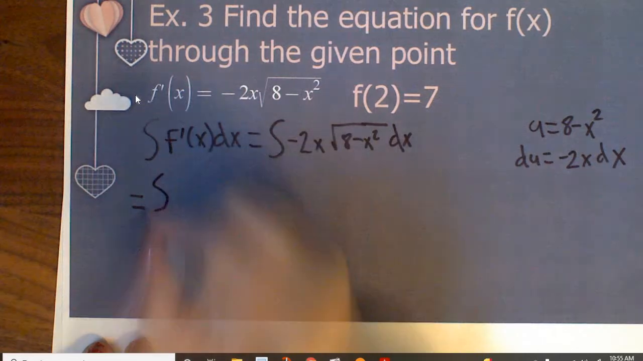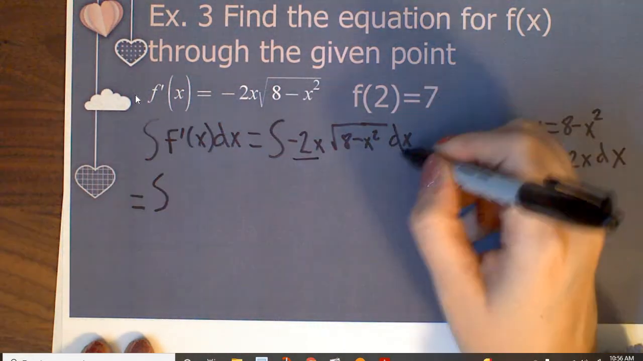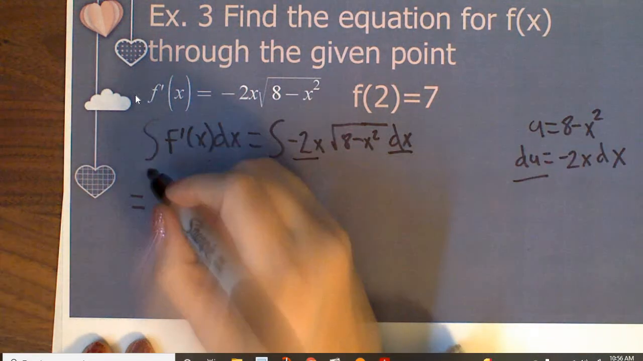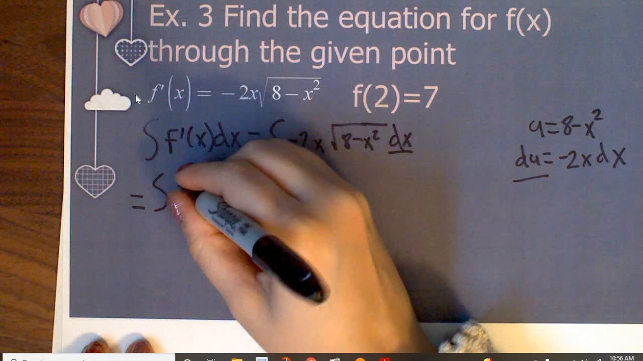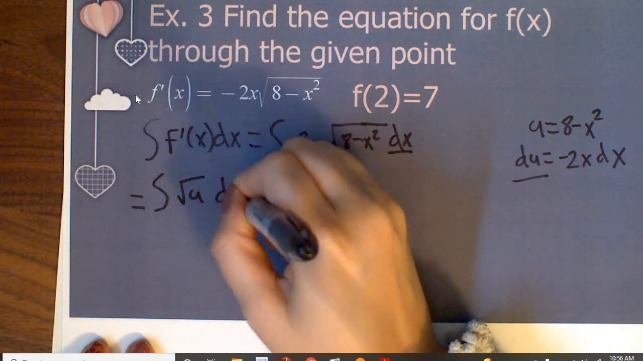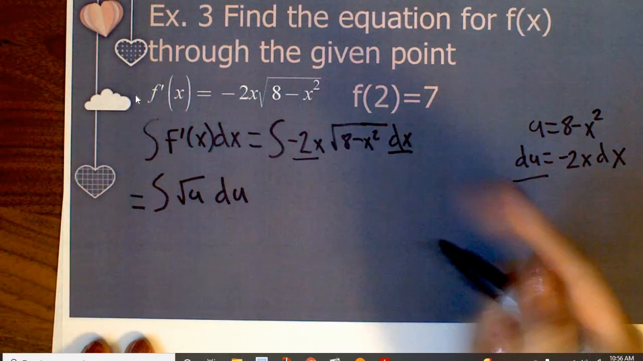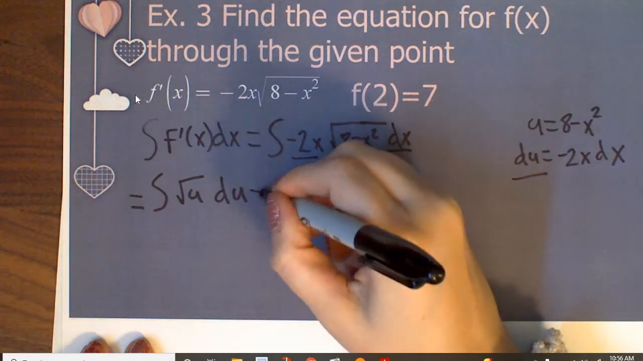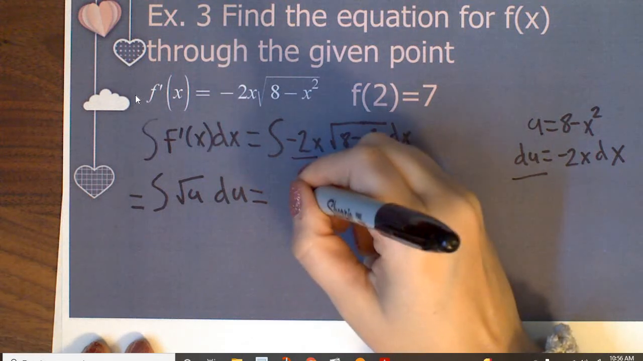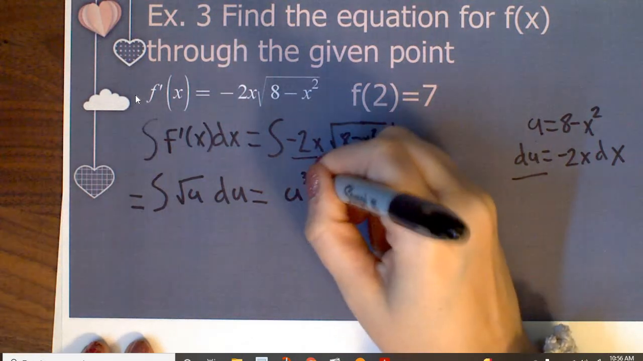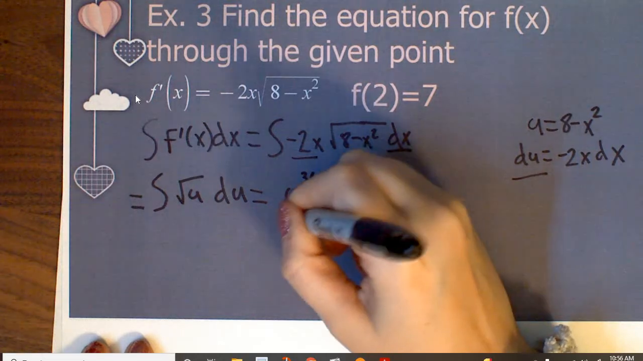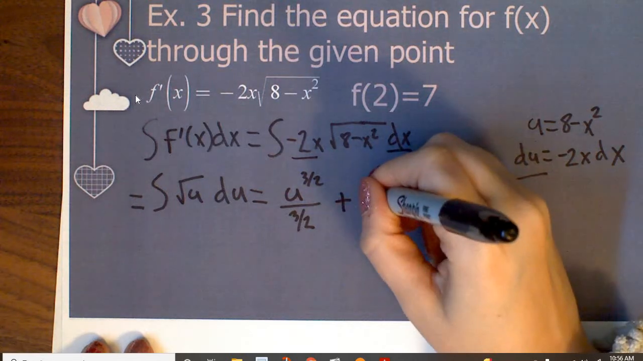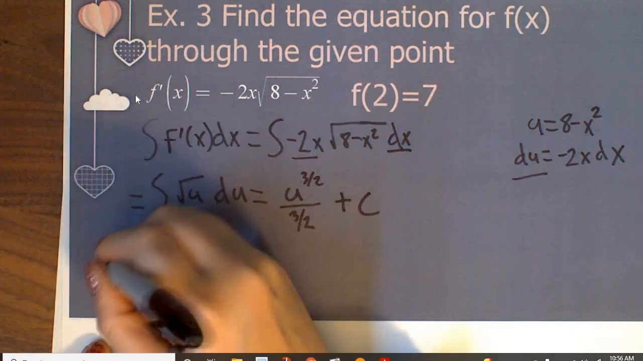So we have the integral. My negative 2x dx is taken care of by my du, and then my square root is going to become the square root of u. Remember that the square root of u is the same thing as u to the 1/2. If I add 1 plus 1/2, we end up with 3/2. So we have u to the 3/2 divided by 3/2. And because this is not a definite integral, I do have to add my plus c.